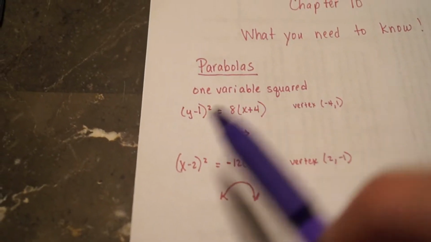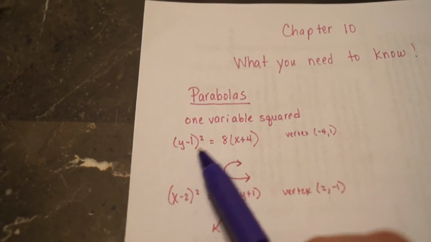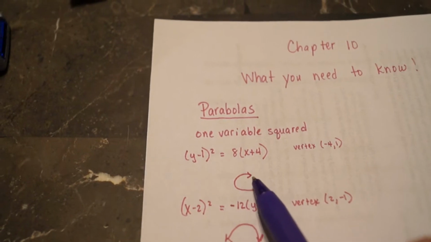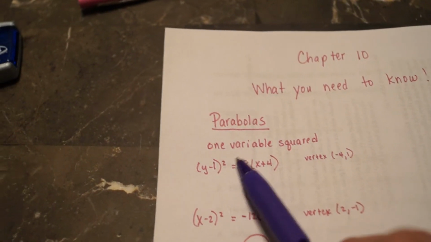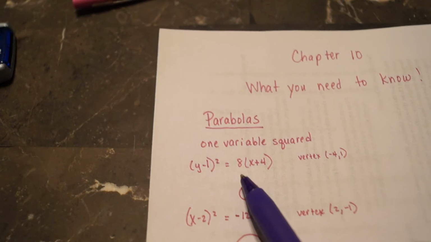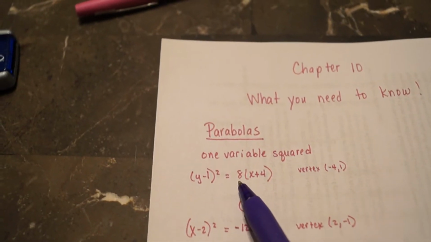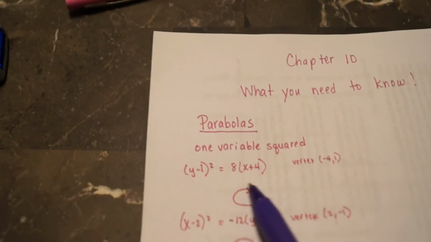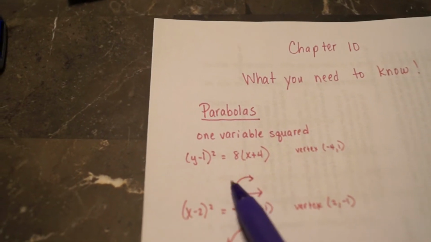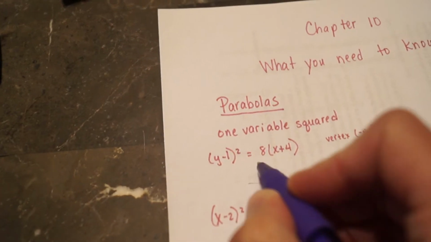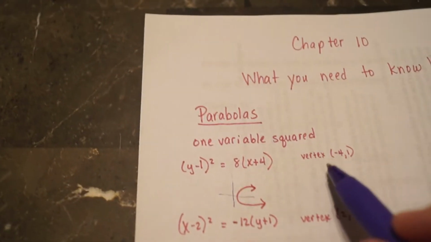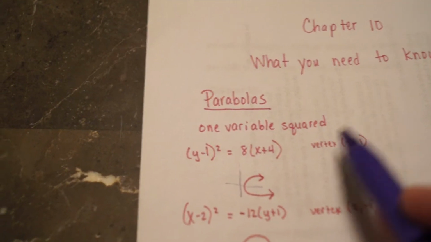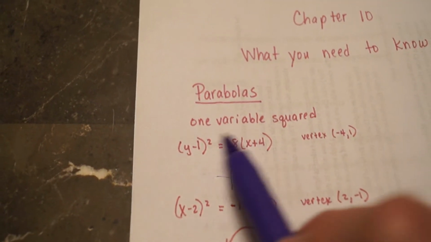I've got two examples here. This first one has the y part squared and the x part is not squared. So that means that this opens on the positive because this number here is positive. Positive 8 means this is positive on the x-axis, the unsquared part. So I sketched it there. It would point toward the positive direction on the x-axis. The vertex of this is found like the center of any of the other shapes, so it would be -4, +1.